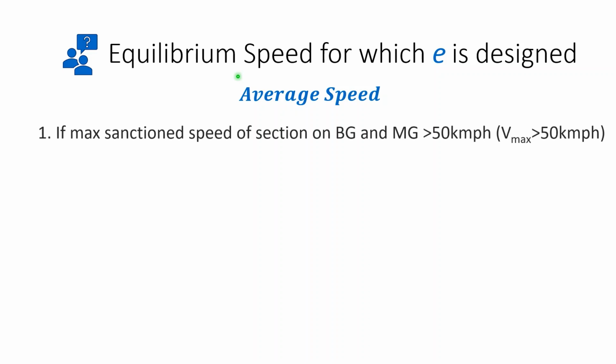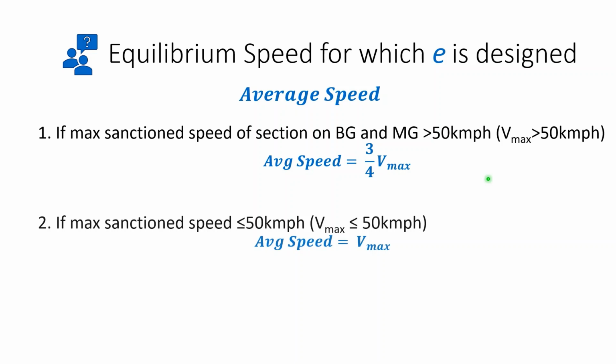There are three ways of doing it. If the maximum sanctioned speed is more than 50 km per hour, then the average speed is considered to be 0.75 times the maximum speed. For example, the speed of a train on a broad gauge or meter gauge track is more than 50 km per hour, say 100 km per hour is the maximum sanctioned speed. Then the speed for which E is designed will be 75 km per hour, or 0.75 times the maximum speed.